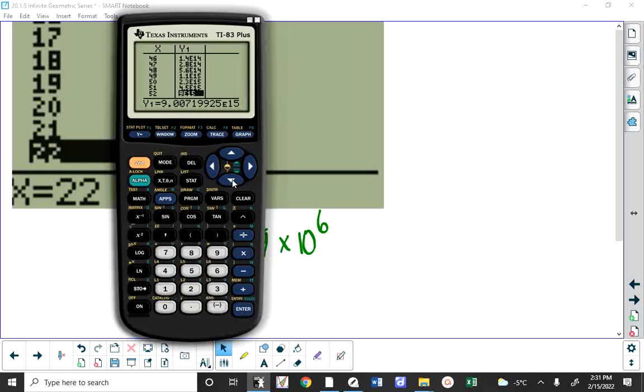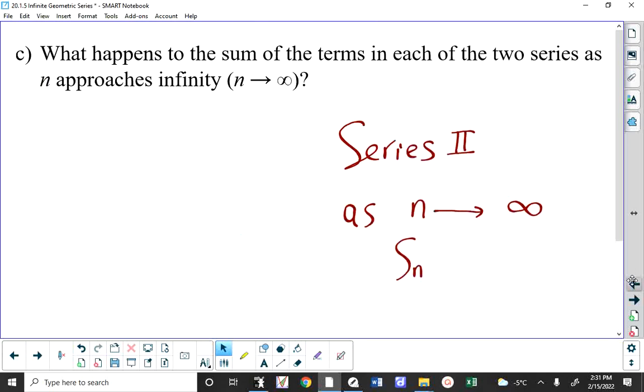So how do we answer this question? We say as n approaches infinity in series 2, Sn also approaches infinity. This is just a way of saying that the sum of the terms keeps getting larger. There's no boundary to how big it gets. It takes off forever.